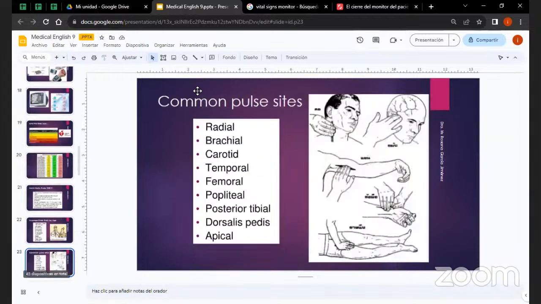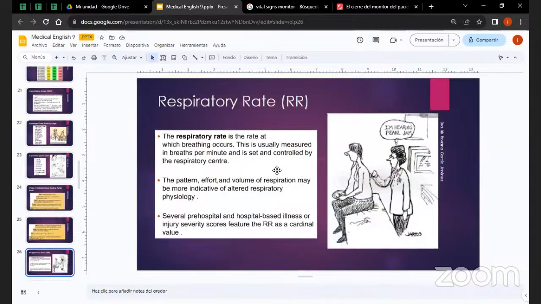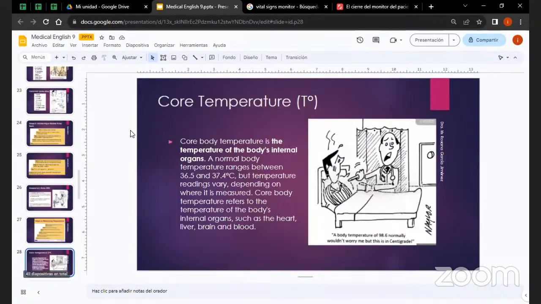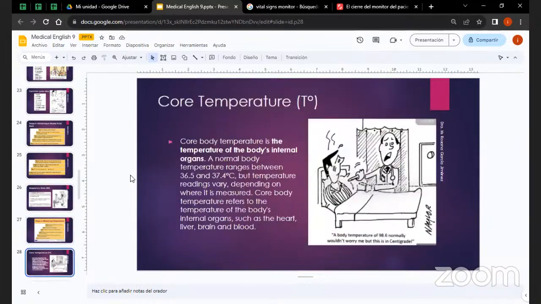Then we have the respiratory rate, the double R. Again, we have the way to show this information: BPM, breaths per minute. So just for getting the idea, for memorizing, both abbreviations are the same.